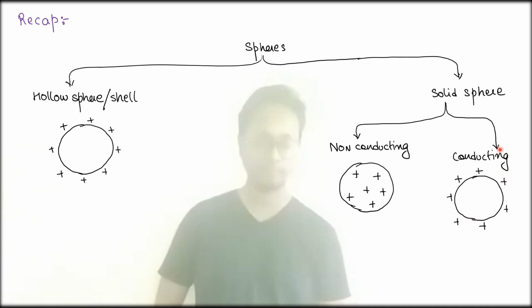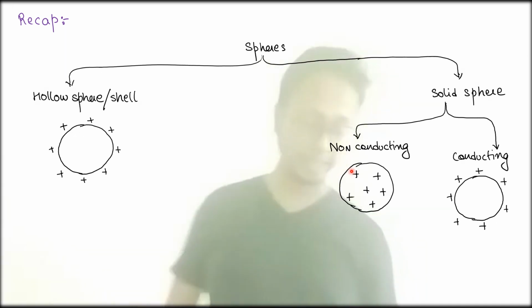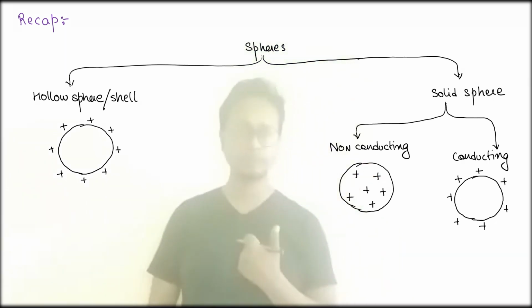Understood? So basically a conducting solid sphere behaves as a hollow shell for the chapter of electrostatics. Only in a non-conducting sphere will the charge get distributed inside the volume of the sphere. Understood this concept?